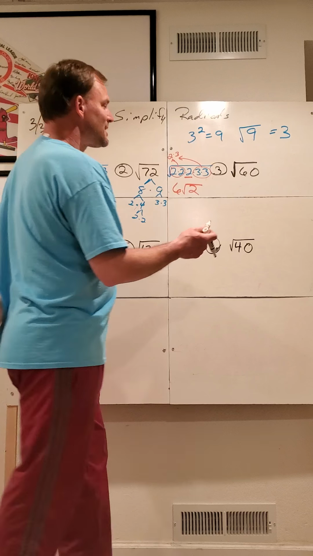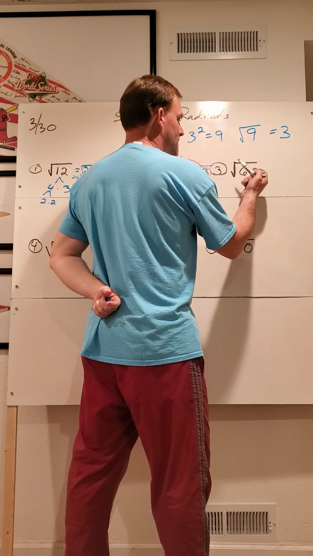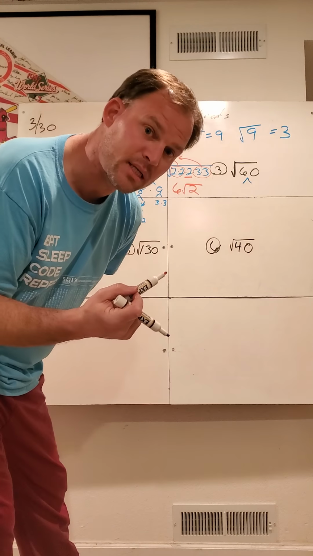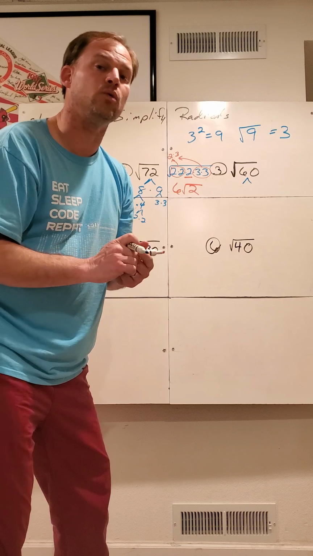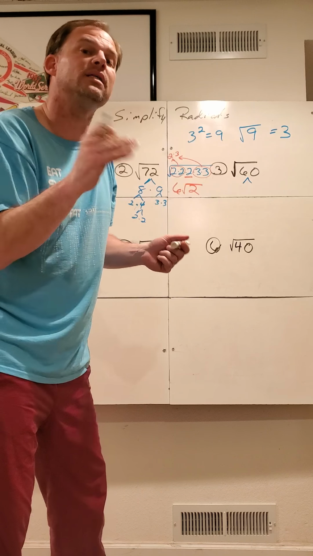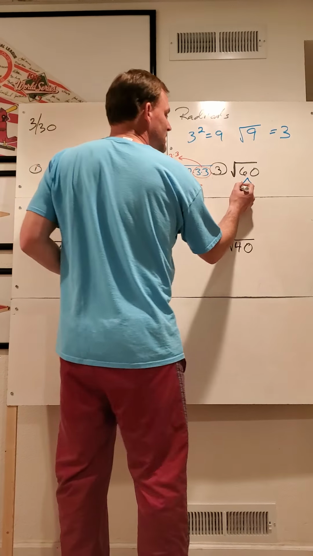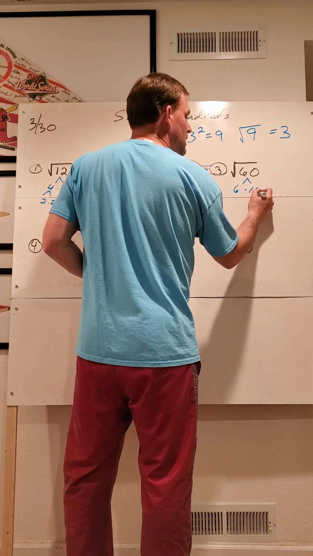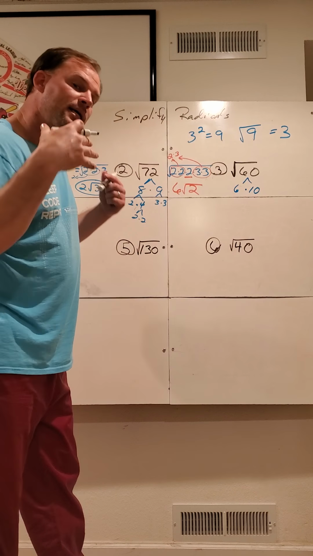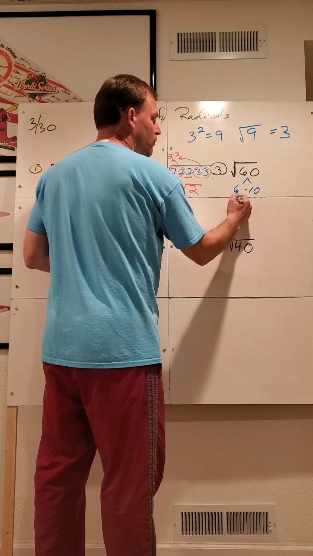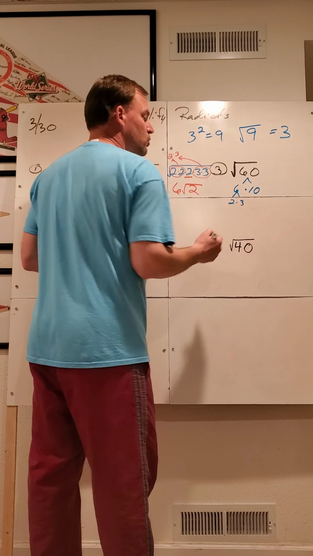Moving on. 60. Anytime I see something end in 0, that's an easy one. It ends in 0. It's multiplied by 10. So this is 6 times 10. Continue. 6. Hopefully you know 2 times 3.